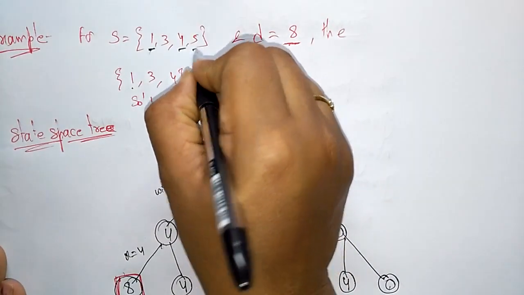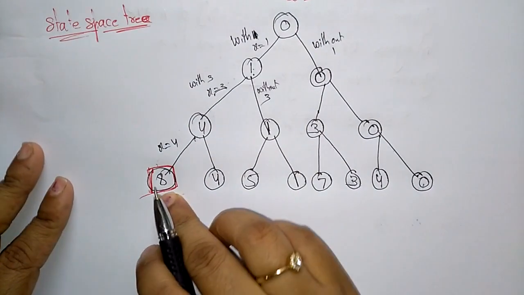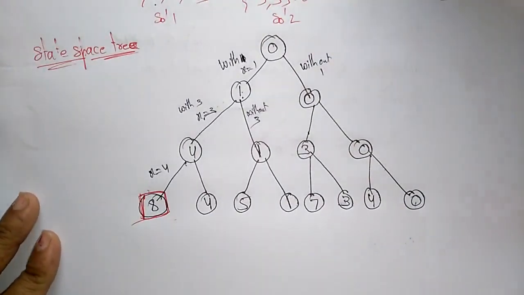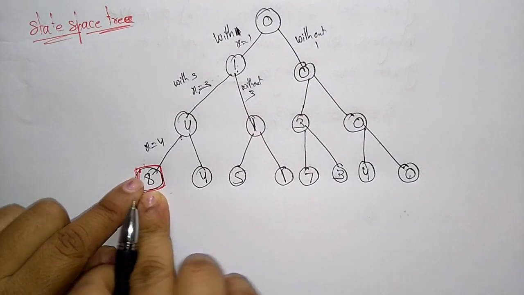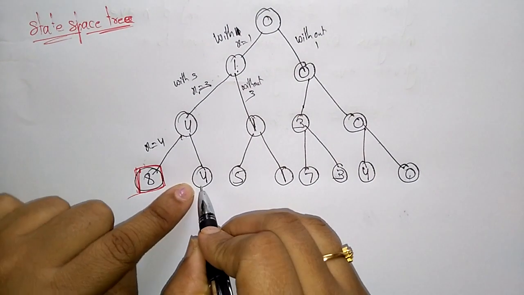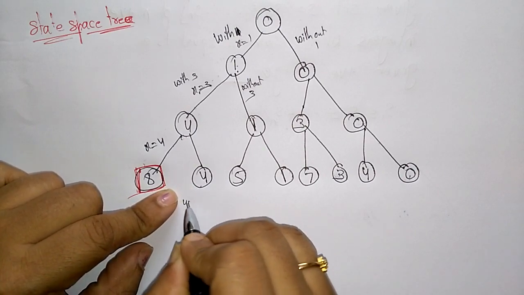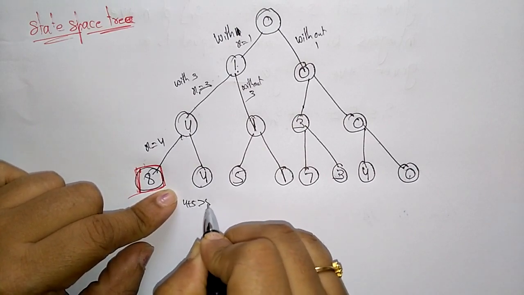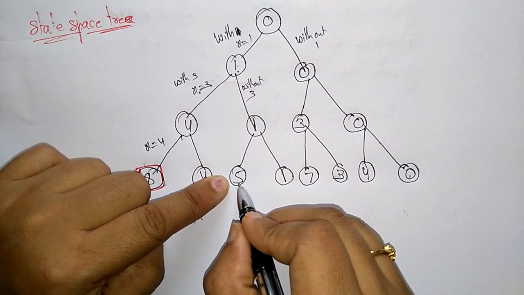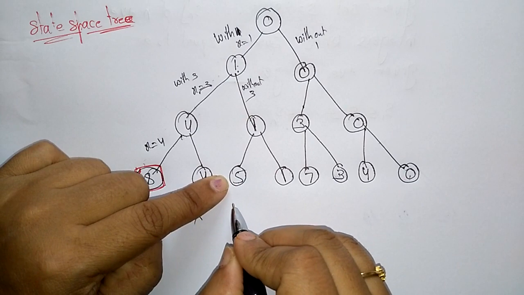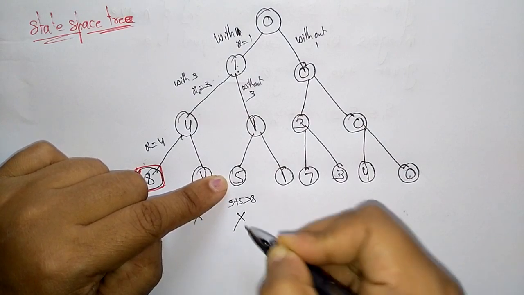Now I have to add 5, the last element in the set. So here I already got the solution, so no need to add elements to this leaf node. Now coming to this 4, if I add 5 to this element, 4 plus 5 is greater than 8. So just skip this node. Now coming to here, if I add 5 here, 5 plus 5 is greater than 8. So just skip this node.